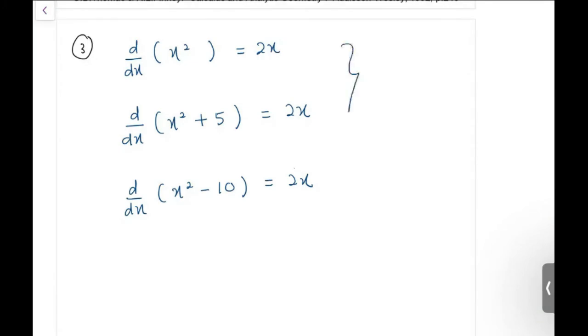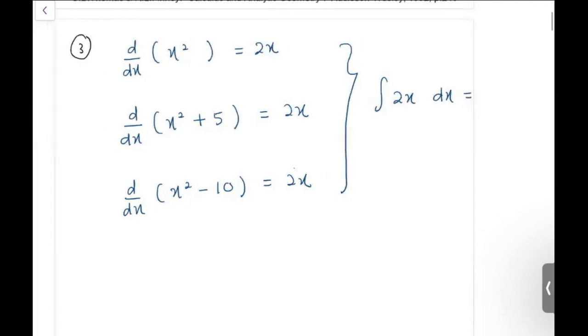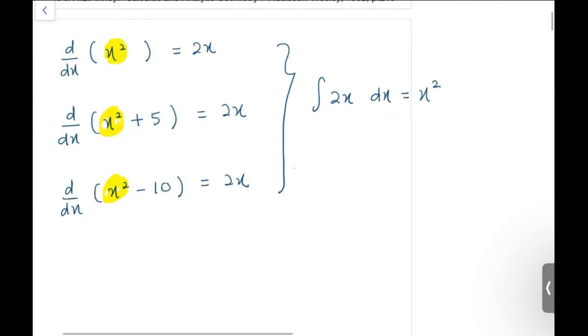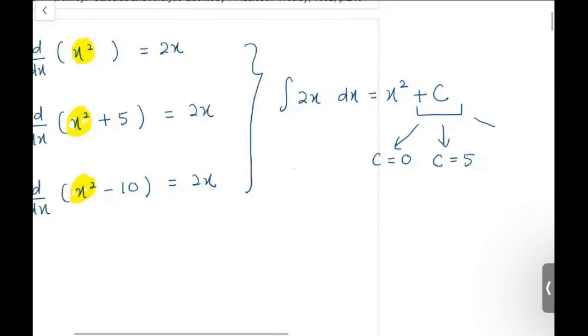So the reverse process of this means that if we want to integrate 2x dx, our answer would be the original function, in this case, which is x squared. But now, from the original question, we have 3 different constants. So that constant can be represented as plus C, where C in the first case is 0. In the second case, C can be positive 5. In the third case, C can be negative 10.